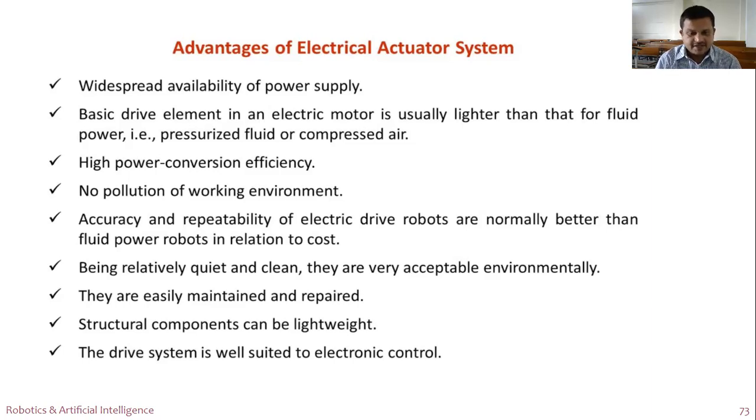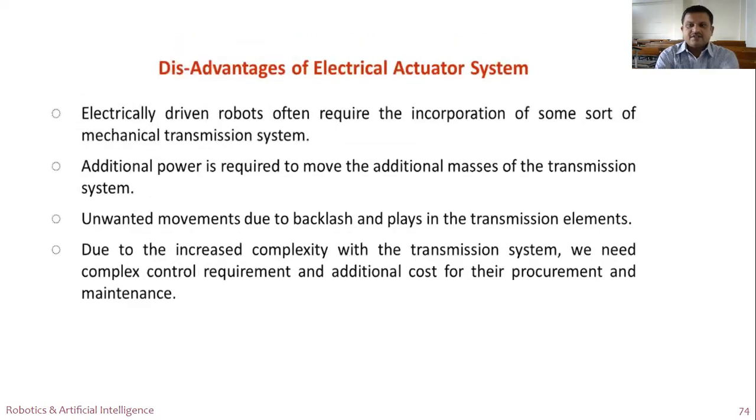They are easily maintained and repaired. Structural components can be lightweight. The drive system is well suited to electronic control. Disadvantages of electrical actuator system: electrically driven robots often require the incorporation of some sort of mechanical transmission.